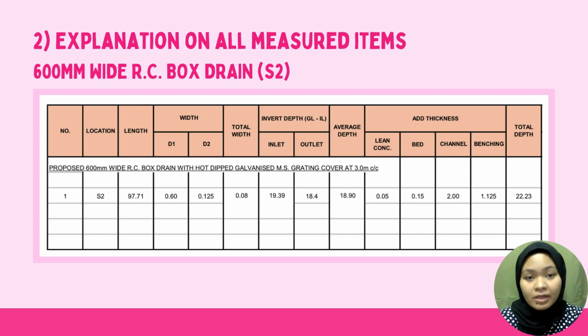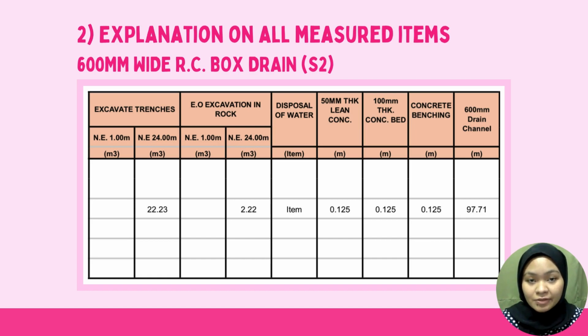So the total depth, which is the total of everything for the thickness, is 22.23 meter. The excavated trenches is taken from the total depth, which is not exceeding 24 meter, which is 22.23 meter cube. The extra over excavation in rock is taken 10% from the total depth, which is also the excavated trenches, which is 2.22 meter cube. Disposal of water is item.